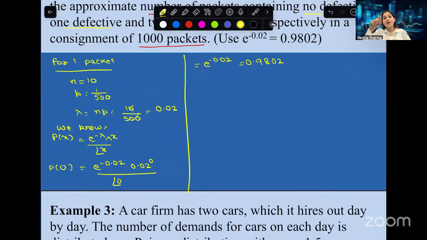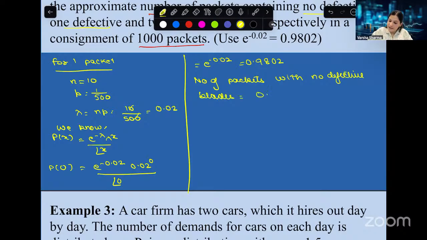Now I want it for 1000 packets. So the number of packets with no defective blades: for one, the answer is 0.9802. Total number of packets, 1000. Is this 1000 or 10,000? 1000. So approximately 98.